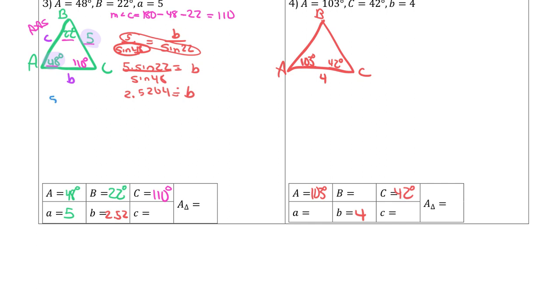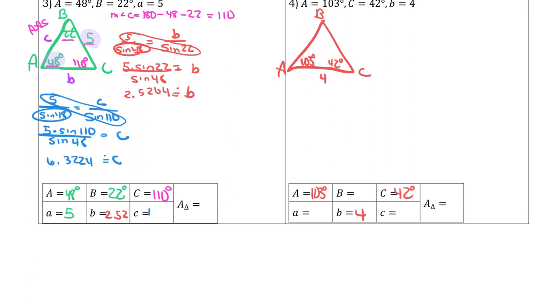Now I'm going to use that same ratio, 5 over sine 48. This time I'm looking for side C. Angle C is 110, so sine 110. Multiply these together, 5 times sine 110, divide by sine 48, and that equals side C. So C is approximately 6.3224, so 6.322. Oh, I don't need the extra 2. That's what I got going.